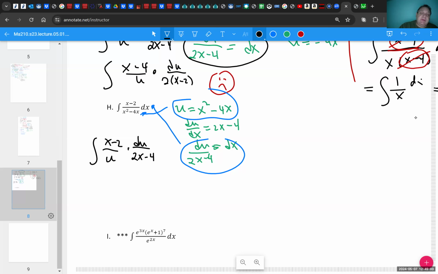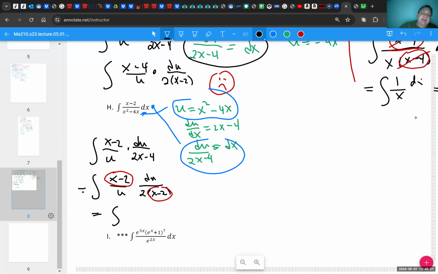But, of course, we do know our factoring. We can factor the bottom. There is a 2 that's common. And if I factor a 2 out of 2x minus 4, I get x minus 2. And lo and behold, I have a thing on the top and a thing on the bottom. They're identical. They're being divided. They equal 1. So here's where the substitution actually works out quite nicely.